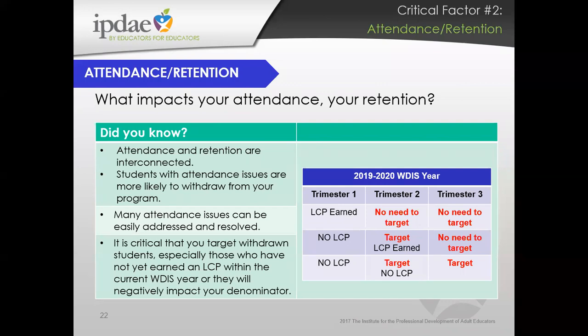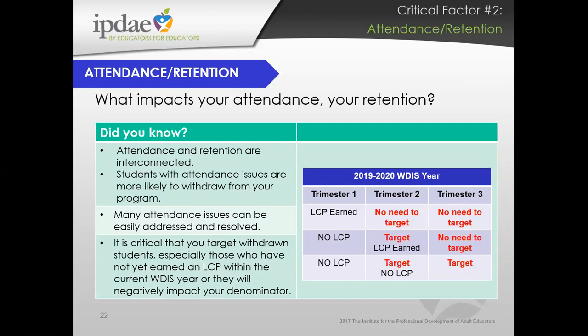Here you have an example where the first student earns an LCP in trimester 1. This student has now been added to the numerator of your NRS performance formula. Remember, 1 LCP per student per WITIS year. Now the second student does not earn an LCP the first trimester. Let's say he dropped out, since we're specifically addressing attendance and retention. You need to target the student and work hard to re-enroll him the second trimester in order to post-test him. Here the student gains the LCP in trimester 2, so technically he's off your radar.